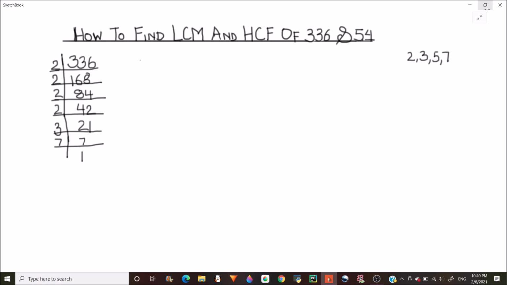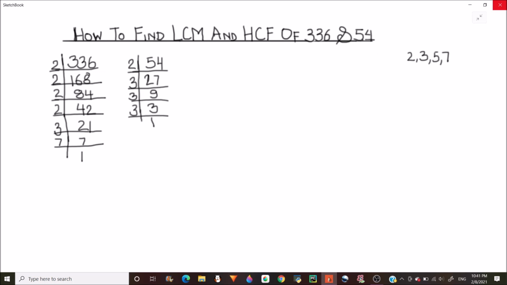Now we will find the factors of 54. For that we are going to write 54 like this, and as 54 is an even number, we are going to use 2 as the divisor. 2 times 2 is 4 and 1 is carried over to the next place, which makes it 14. So 2 times 7 is 14. Now 27 is an odd number and it is divisible by the next prime number, which is 3. So 3 times 9 is 27 and 3 times 3 is 9 and 3 times 1 is 3.